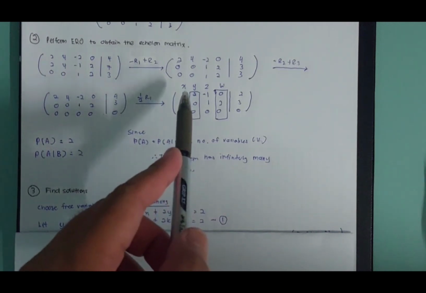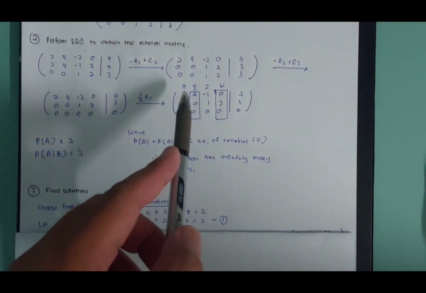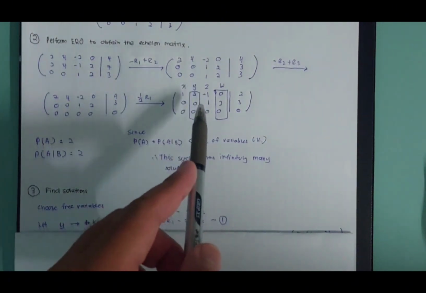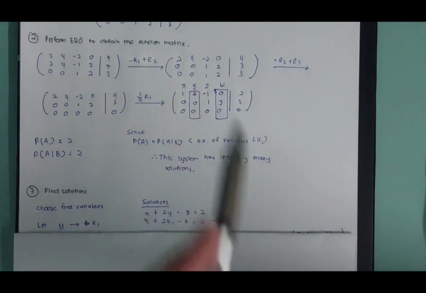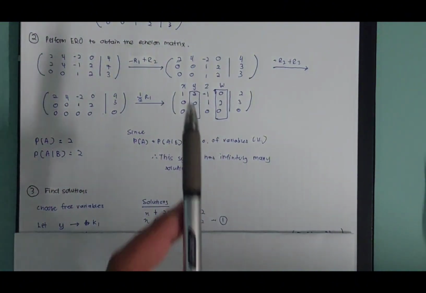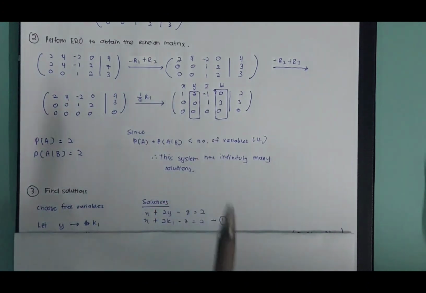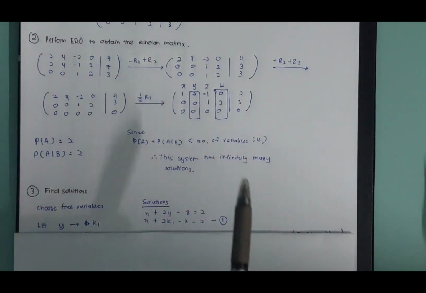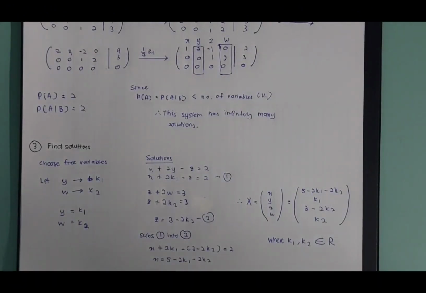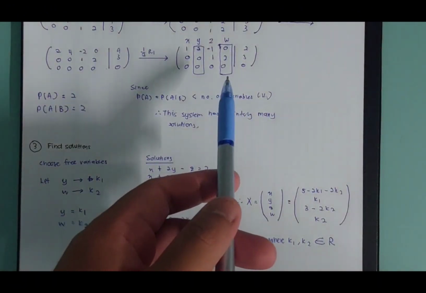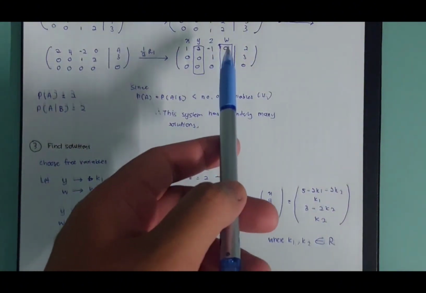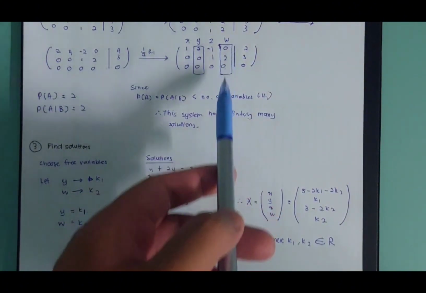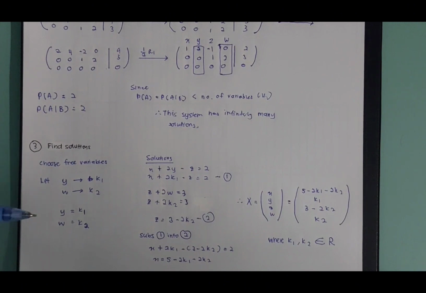So for example, for the x column, there is a leading one, so we cannot choose that one. For y, there is no leading one, so y can be our free variable. For z, there is a leading one on the second row, so we cannot choose it. And for w, there is no leading one, so we can choose w as our free variable. So our free variables can be y equals k1 and w equals k2.